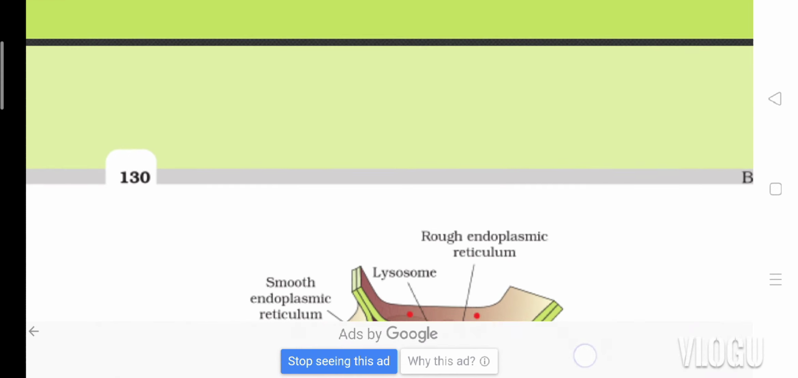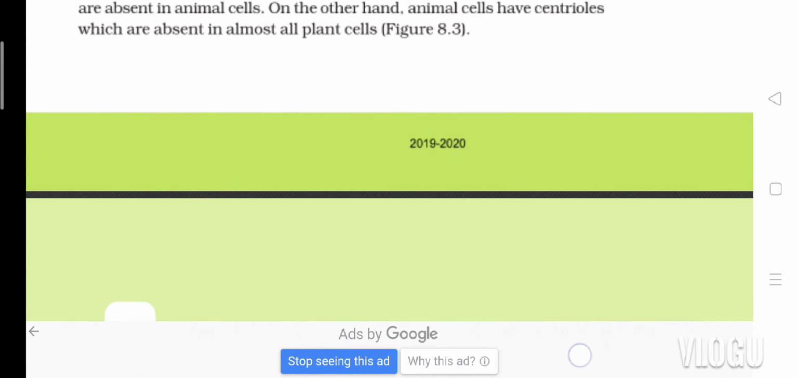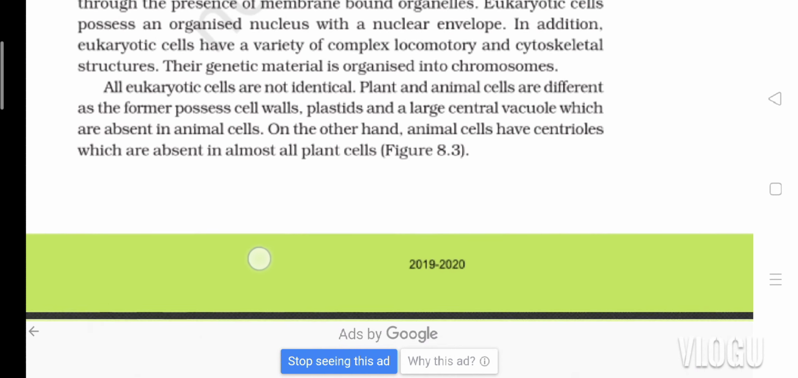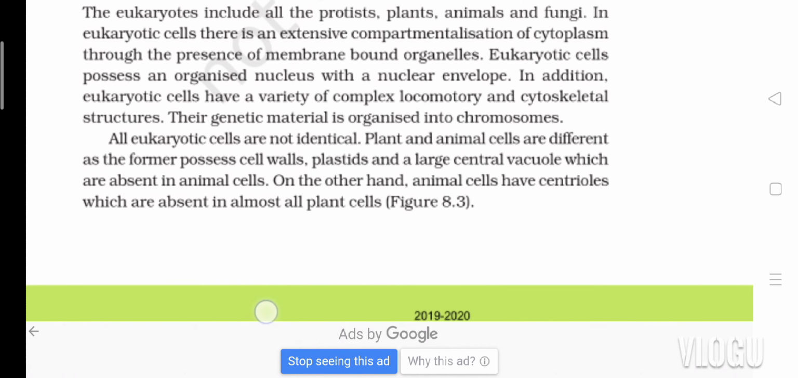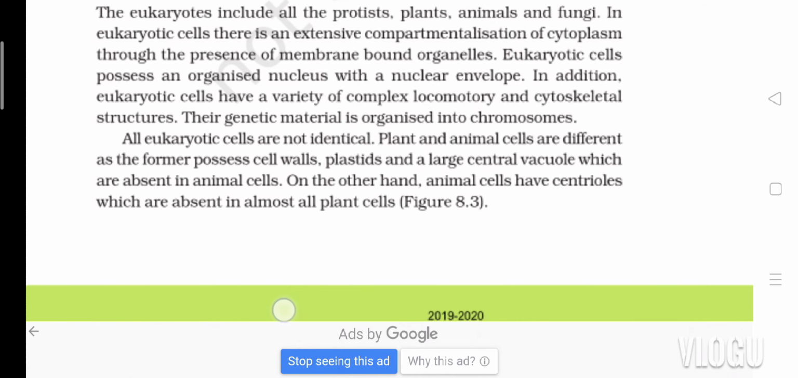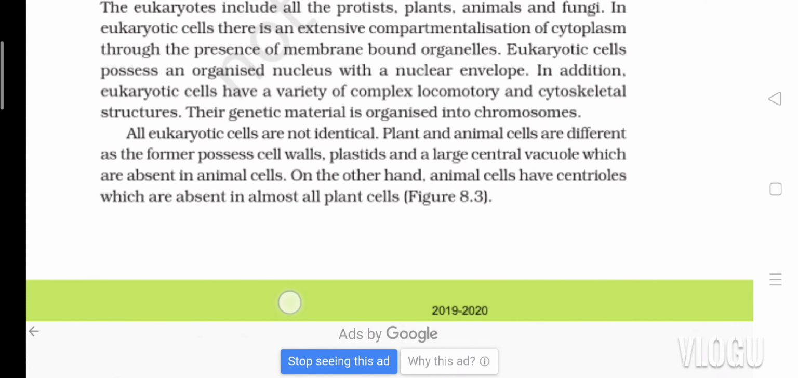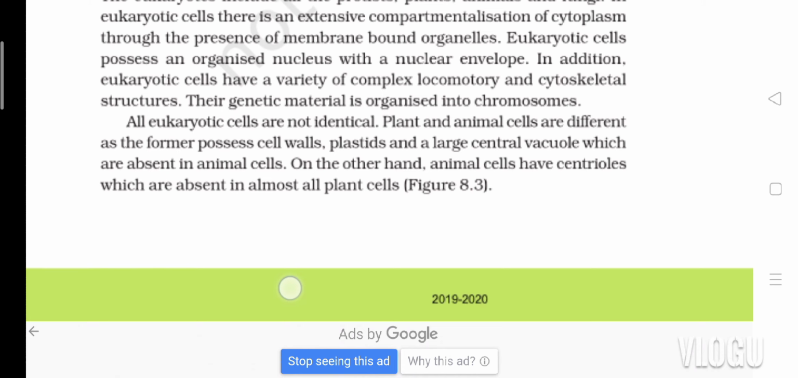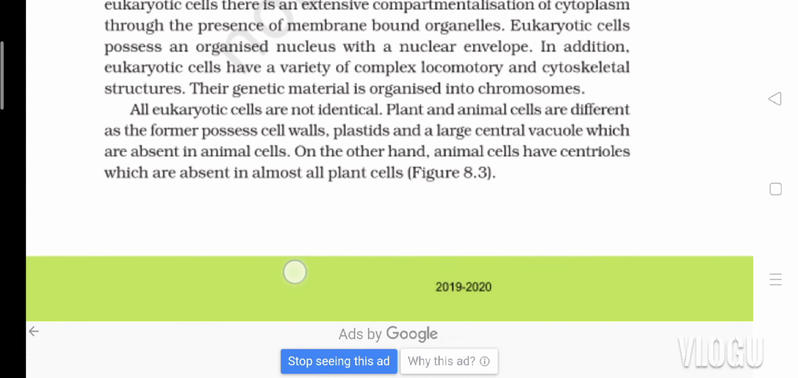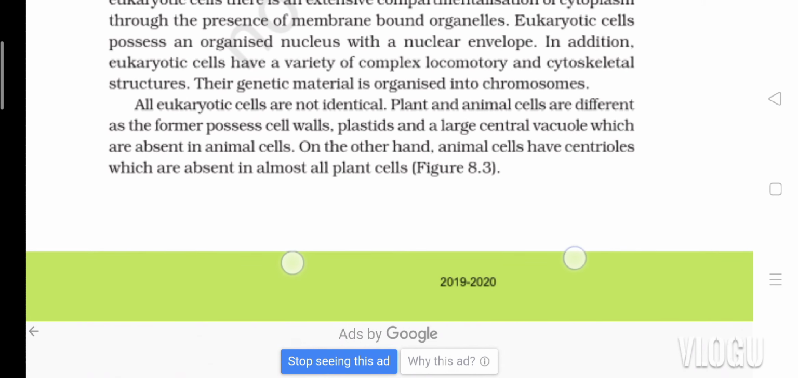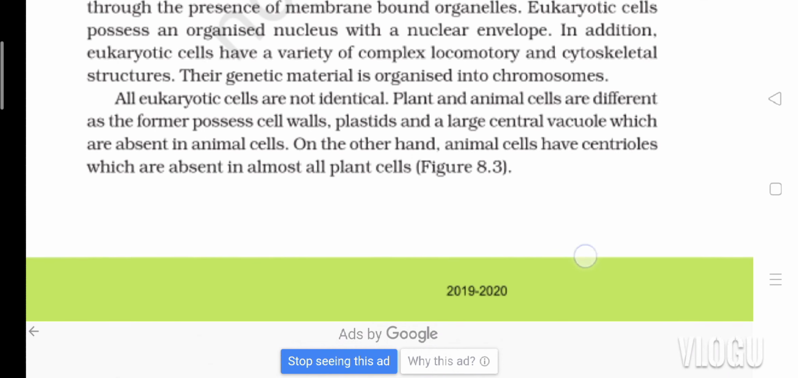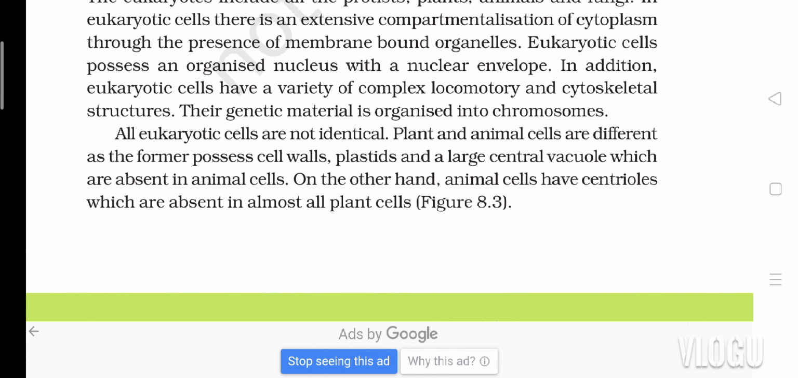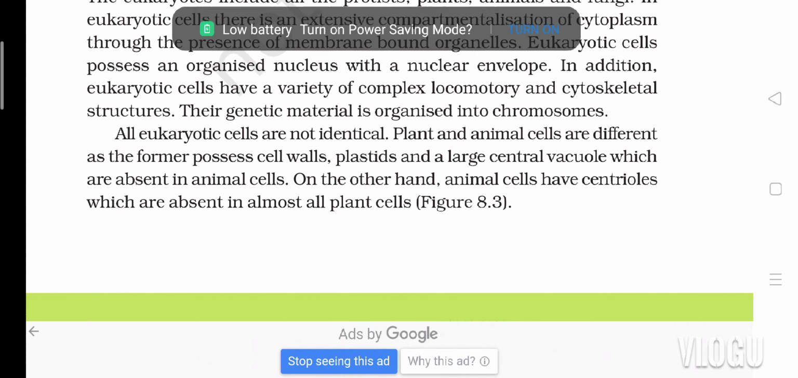All eukaryotic cells are not identical. Plant and animal cells are different in the cell wall. Both plant and animal cells are eukaryotic, but in the animal cell the cell wall is absent, and in the plant cell the cell wall is present. Plant and animal cells also vary in plastids. Plant cells have plastids; animal cells do not have plastids. A large central vacuole is present in the plant cell, which is absent in the animal cell.